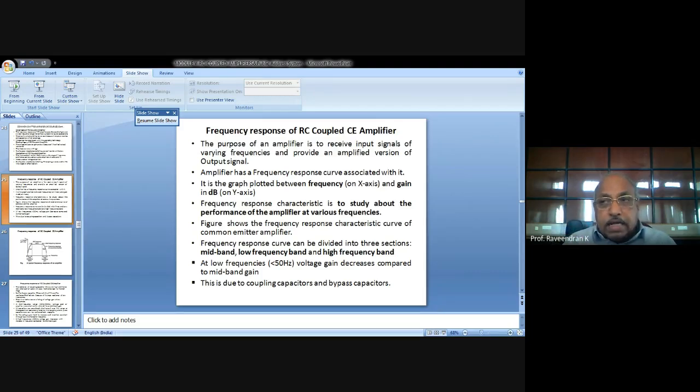So accordingly, there will be two 3 dB frequencies for an RC coupled amplifier. There will be two 3 dB frequency points. What are those points? Those 3 dB frequency points are the lower frequency 3 dB point and the upper frequency 3 dB point. What is the significance of this 3 dB frequency point? The importance of this 3 dB frequency point is this one.